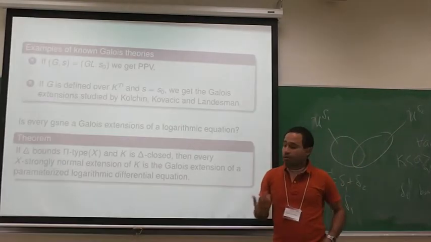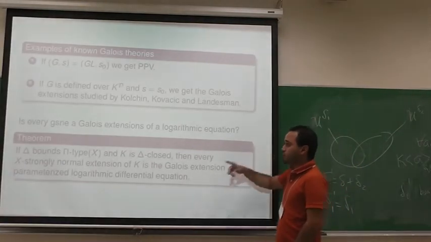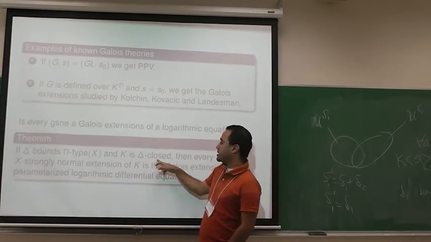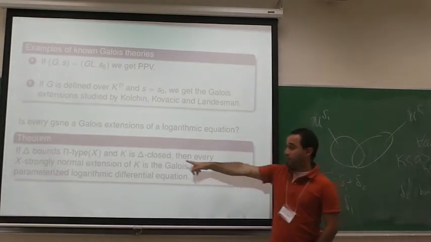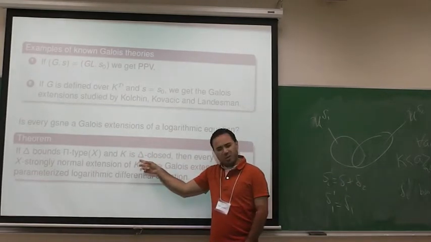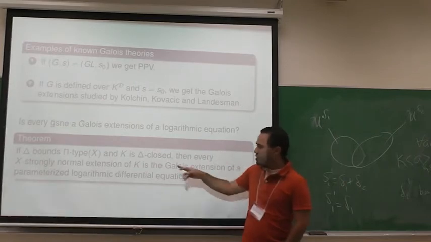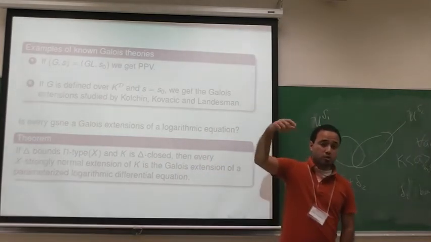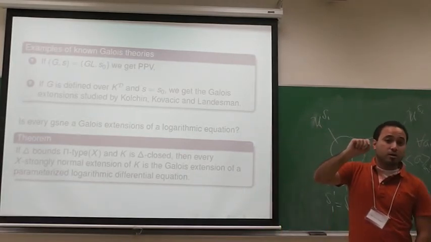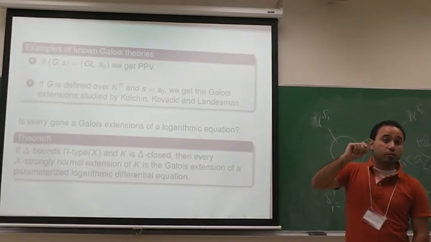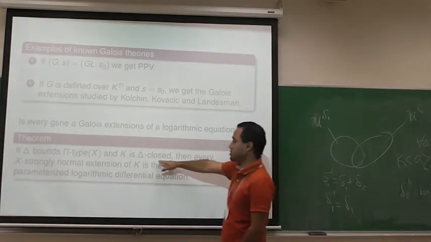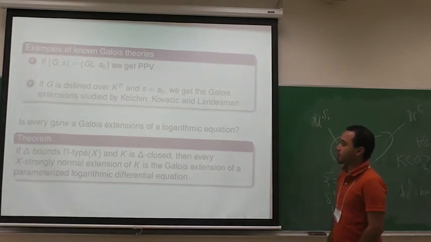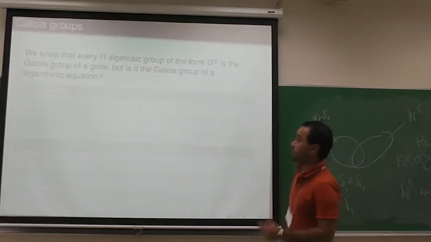I don't know in general, but under this assumption, suppose delta bounds the differential type, and the base field is delta closed. This is a strong assumption, so it's not really great. Then it's true: every strongly normal extension, as I said before, is generated by a solution to a logarithmic equation. This is not great, but okay.